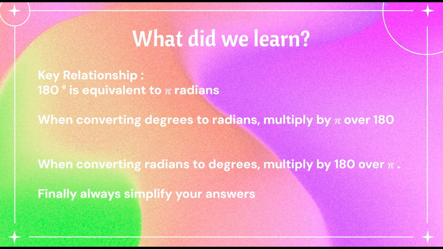So, today we learned that degrees and radians are simply two different units for measuring angles. And we learned the key relationship that 180 degrees is equivalent to pi radians. When converting degrees to radians, we can multiply by pi over 180. And when converting radians to degrees, we can multiply by 180 over pi. Finally, when converting radians to degrees or degrees to radians, it's crucial to always simplify your answers.